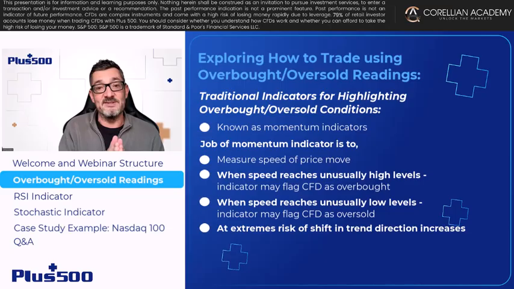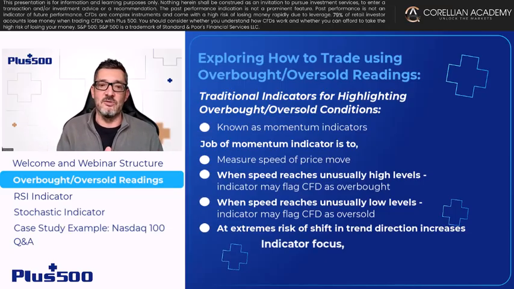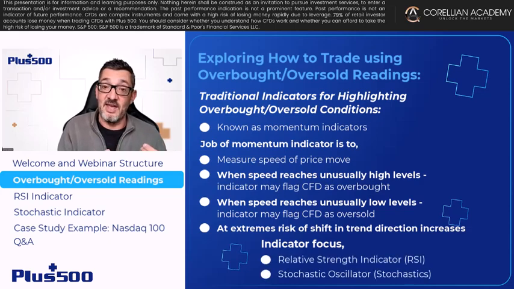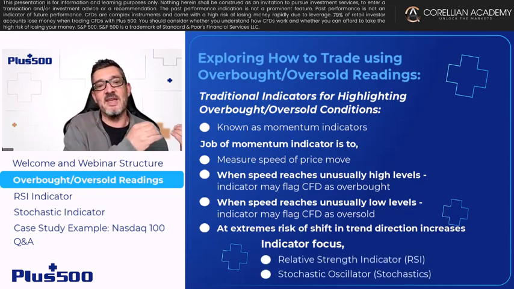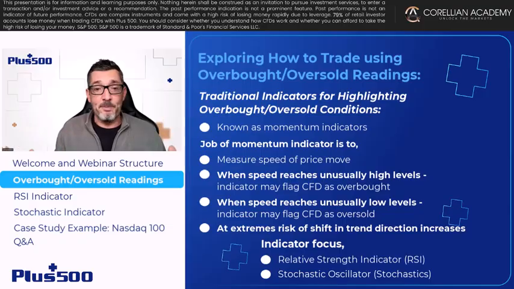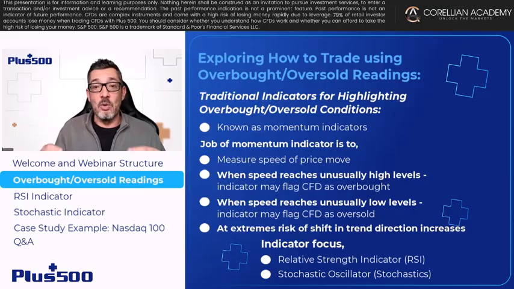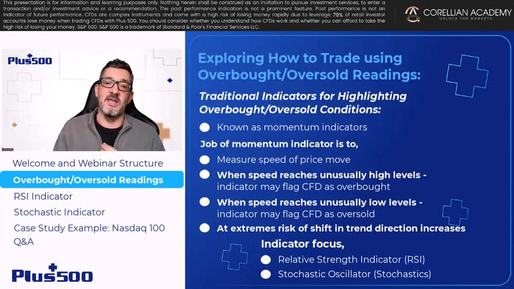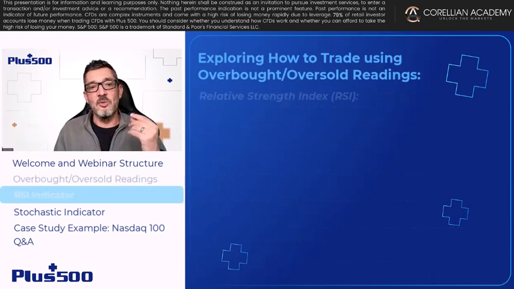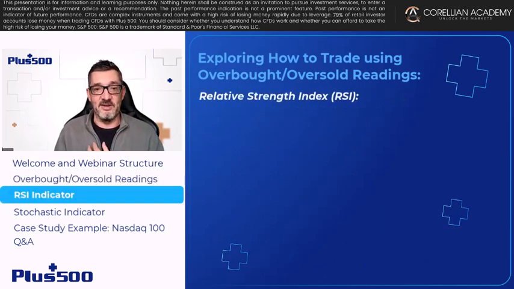There are many momentum-based indicators out there, but today we're going to focus on the two that are most widely used. The first is the Relative Strength Index, or the RSI for short, and the second is the Stochastic Oscillator. Both are popular because they're simple to read and widely available on trading platforms. Now, we won't go into the full mathematical formulas behind them because that would take far longer than we have today. But we will look at the types of signals they generate and how you can use those signals effectively in your day-to-day trading. So first, let's look at the RSI indicator.